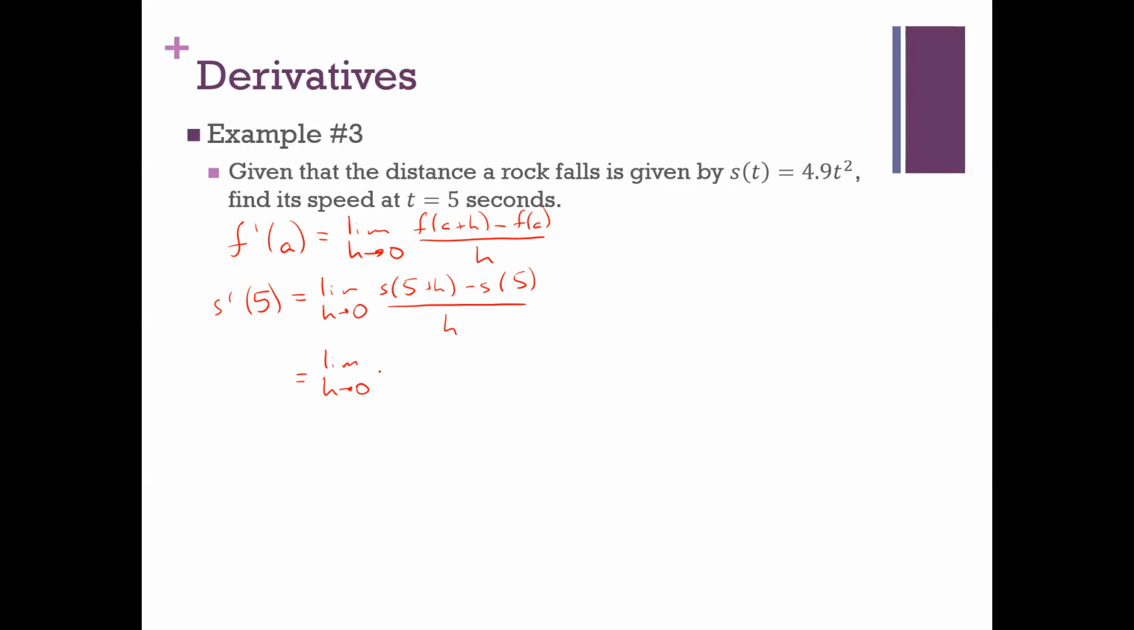What is S of 5 plus h? Yep. And I'm very glad I did this at the start of class. Memory serves, that's 122.5. Okay. All over h. So I would love for this limit to exist so I can figure out what that speed is. How can I keep going to find this limit?